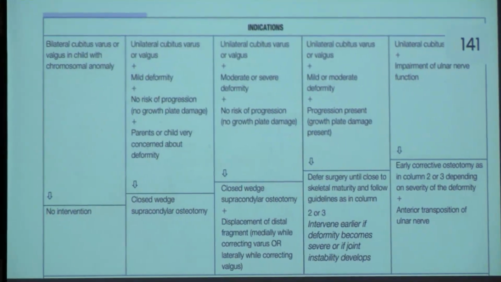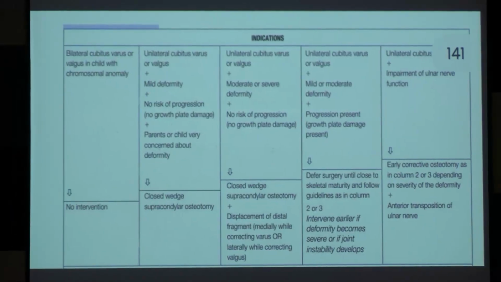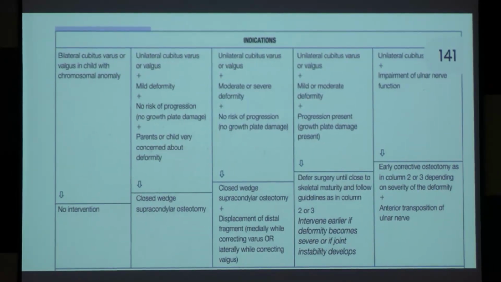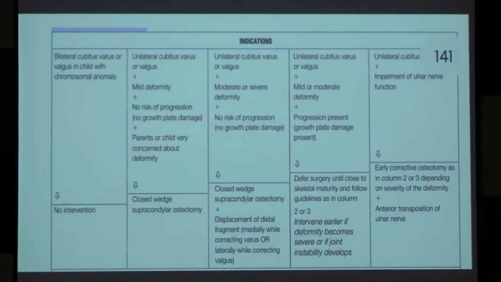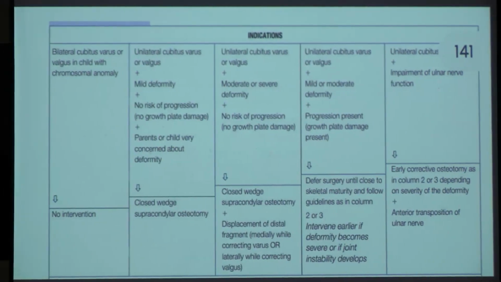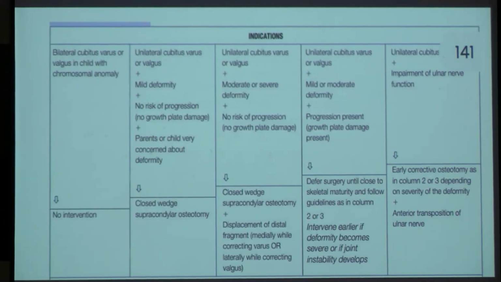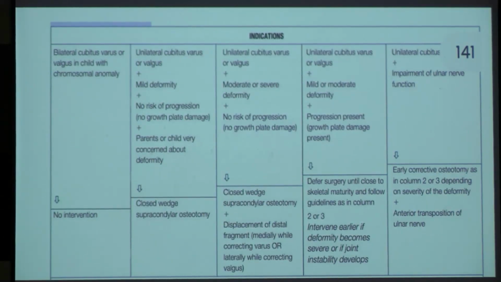For unilateral cubitus varus or valgus with mild deformity, no risk of progression of the growth plate, and the patient or child is concerned about the deformity, then you have to operate. And bilateral cubitus varus with congenital deficiency, as I said, then nothing needs to be done. If moderate to severe, you have to operate. Unilateral nerve injury, you have to operate.